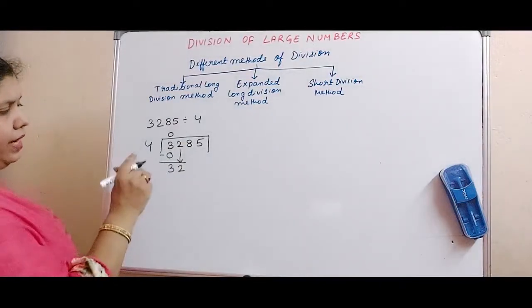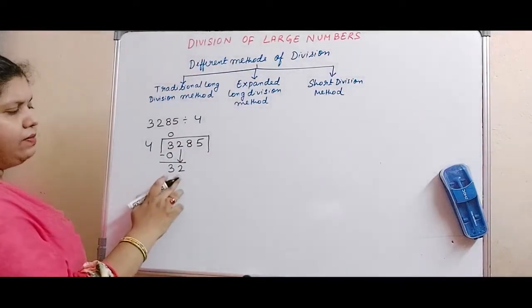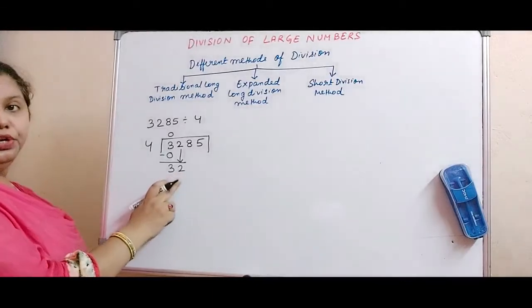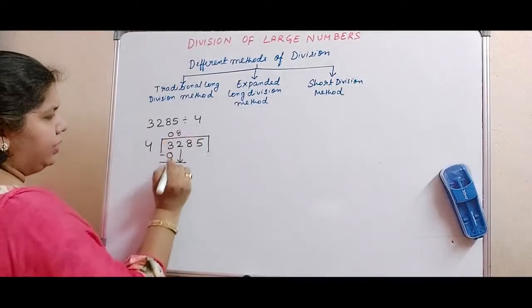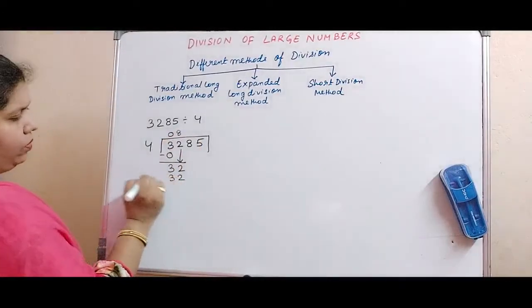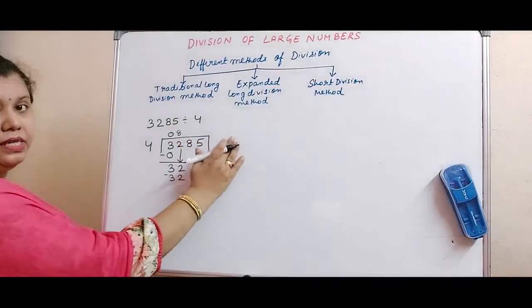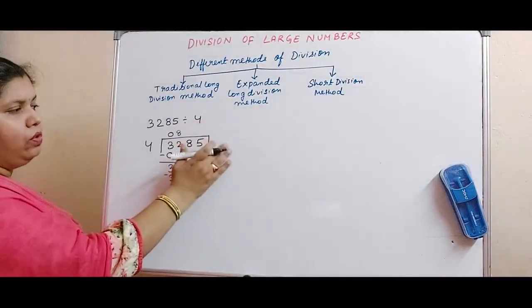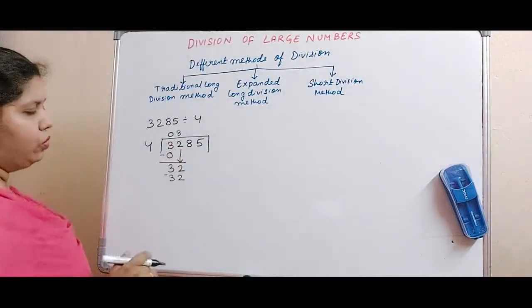So in the first case the partial dividend 3 we have used. In the second case we are using the partial dividend 32. Okay. Now 4 8s are 32. We write the quotient on the top or on the right hand side. Out of these two positions, wherever you want you can write down the quotient.